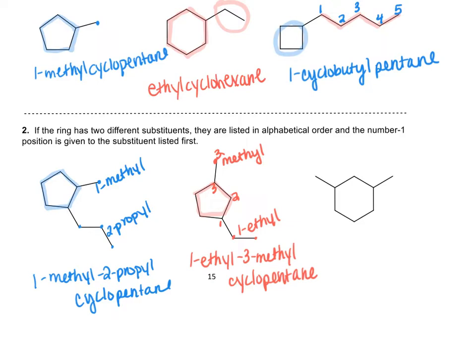The next one, our parent chain is hexane. We have 2 methyl groups, so 1 here and 1 here. The lowest numbers we can give them are 1, 2, and 3. So we're going to be 1,3-dimethyl, and then cite the parent, cyclohexane.